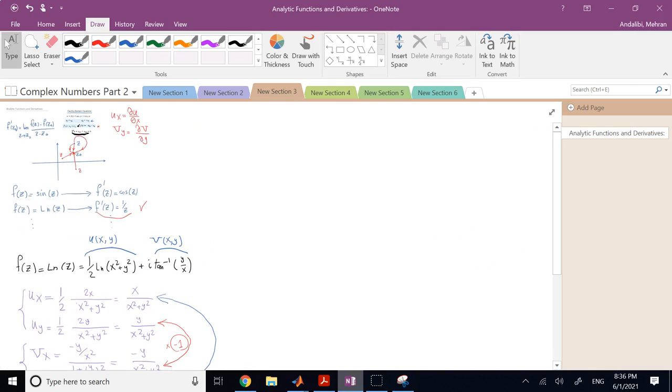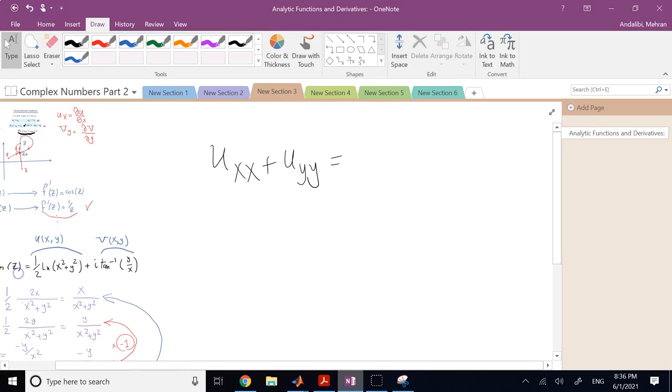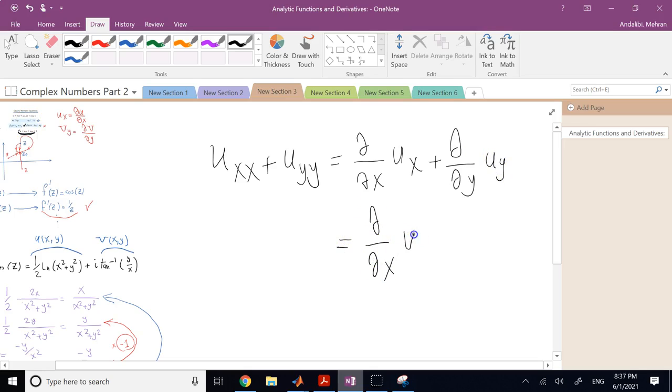Okay, and that is not hard to show. If I say, what is u_xx plus u_yy, this means the partial derivative with respect to x of u_x, and the partial derivative with respect to y of u_y. Now u_x, as you know, is equal to v_y, so this is this. And u_y is negative v_x. Correct?